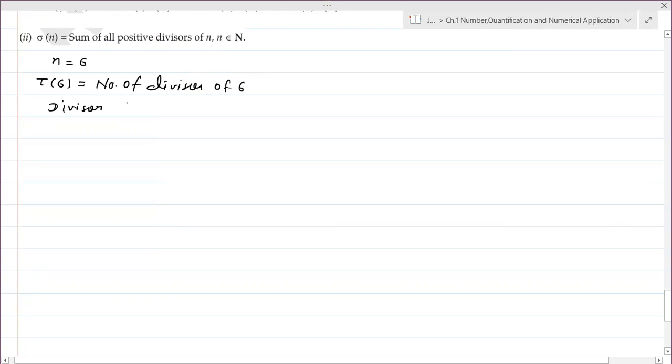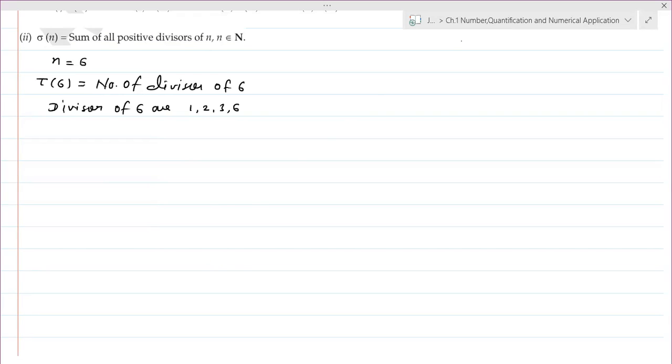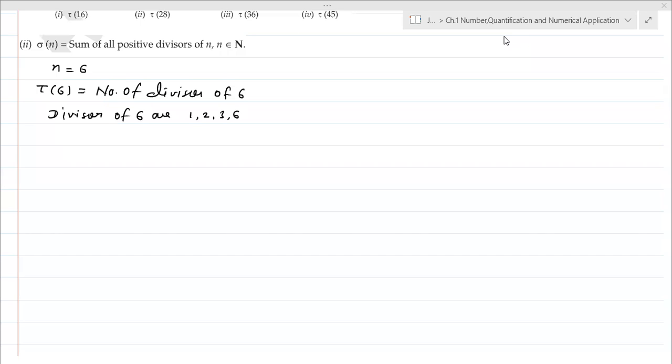So let's write the divisors of 6. The divisors of 6 are 1, 2, 3 and 6. These are all the possible divisors of 6. Now we need to find sigma n. Sigma n is the sum of all positive divisors of 6.